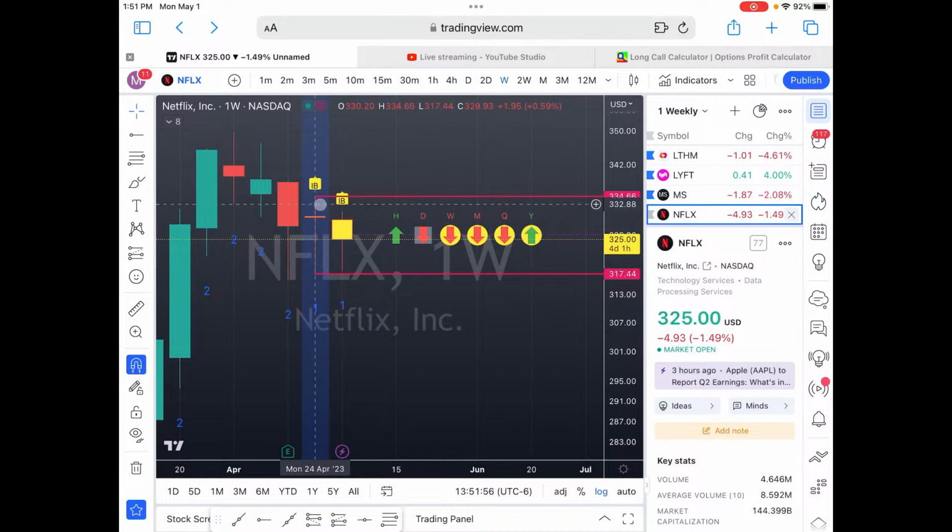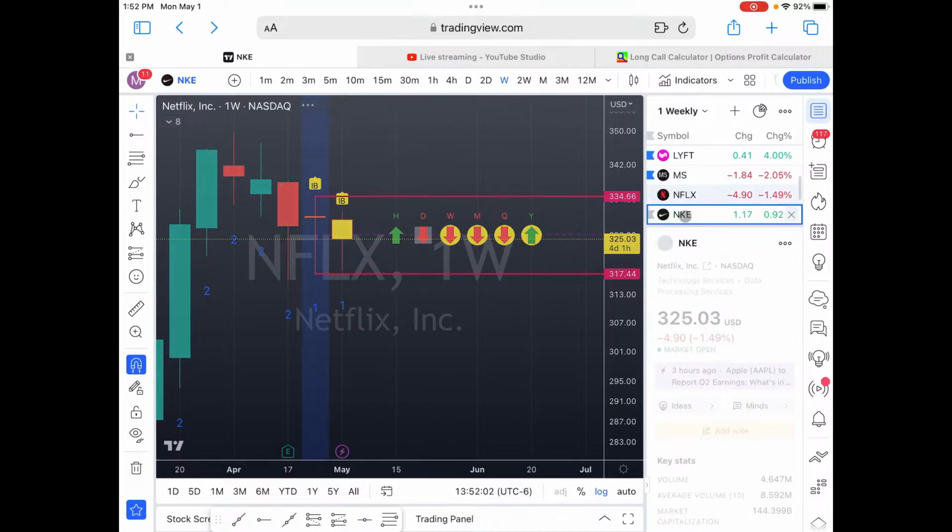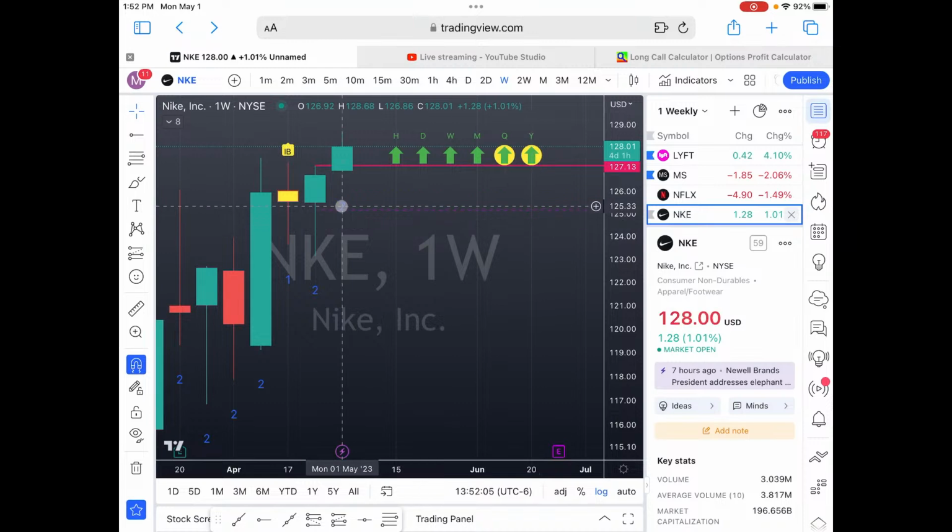Netflix, inside bar. So we look for the breaks of the high or the low. We are currently inside bar on Netflix. So this hasn't triggered yet. There's still opportunity there to take that on a swing.